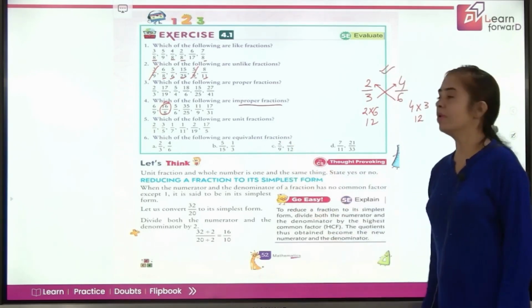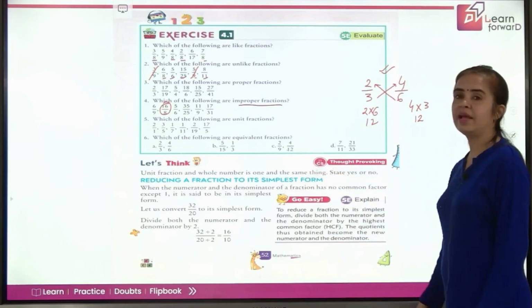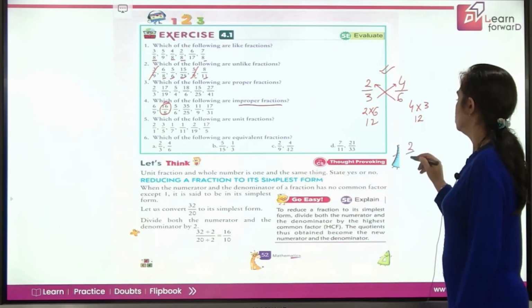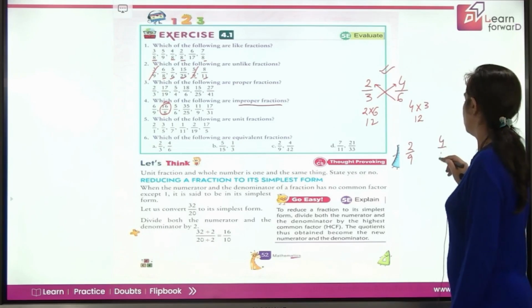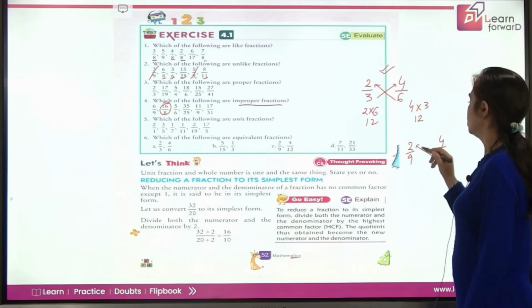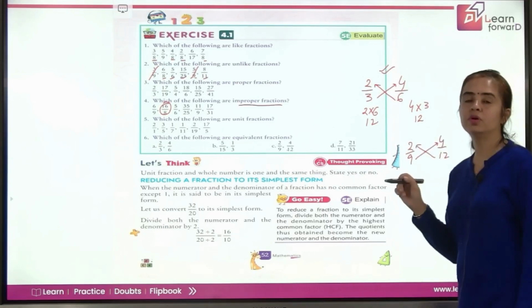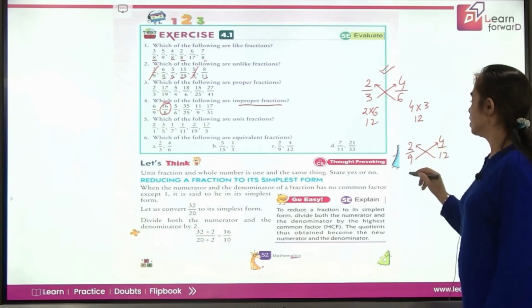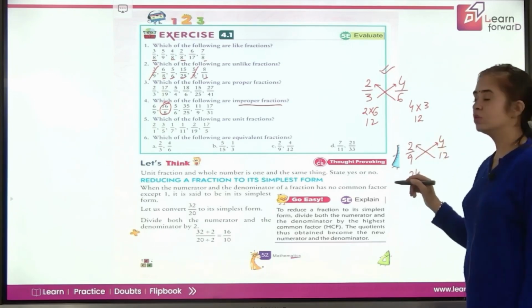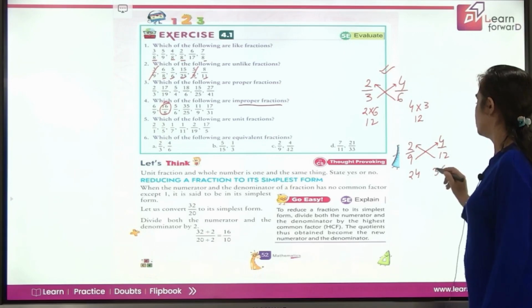When I talk about this part, 2 by 9 and 4 by 12. So, 2 by 9 and 4 by 12. Always remember that the denominator is to be taken up to the numerator. Now, 12 2s are 24 and 9 4s are 36. Are the values the same?